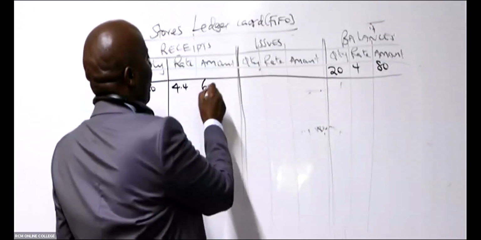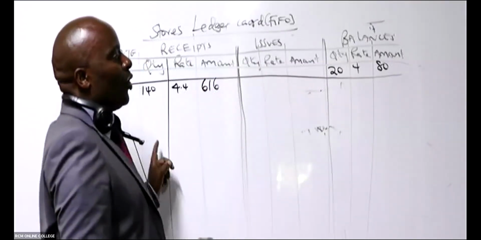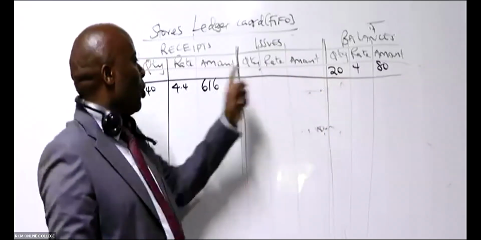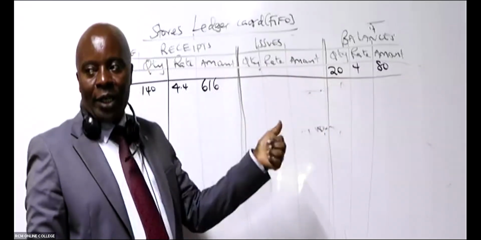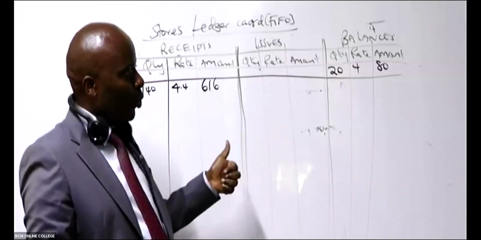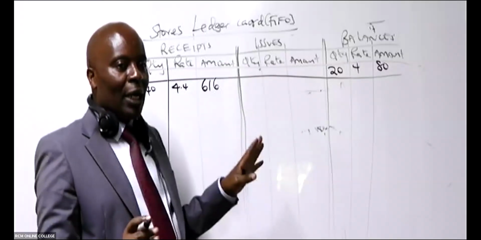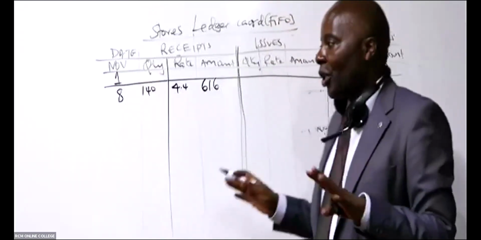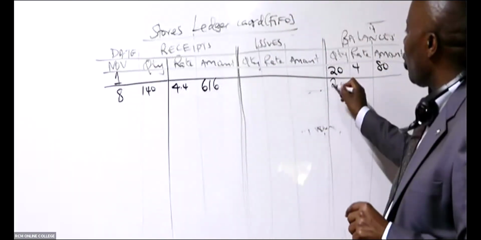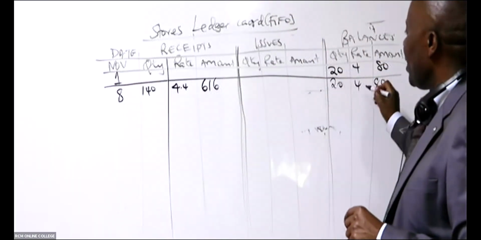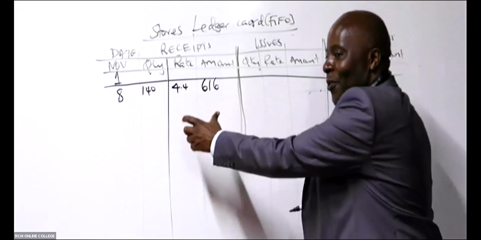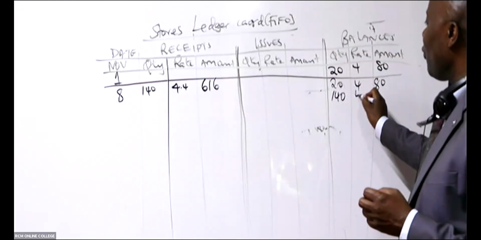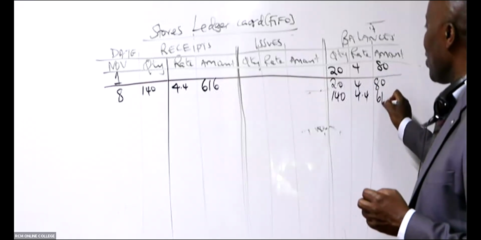So there are two ways. You could update your new balance now, because if you are at 20 and you've brought in 140, you can say we have 160. That's a bad approach. The best approach is to update the balances in accordance with the stocks that you have in the stores. So the oldest batch is this one that has got 20 at 4, giving us 80, and now we have brought in a new batch. The new batch has got 140 at 4.4, giving me 616.